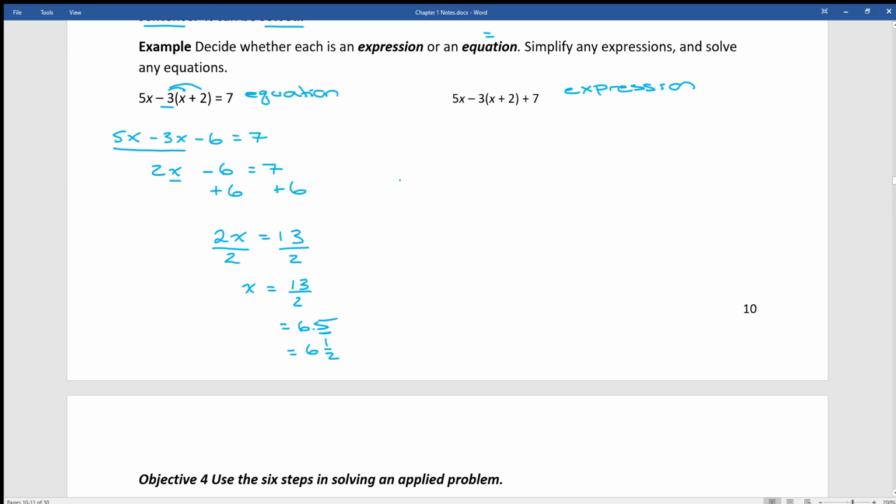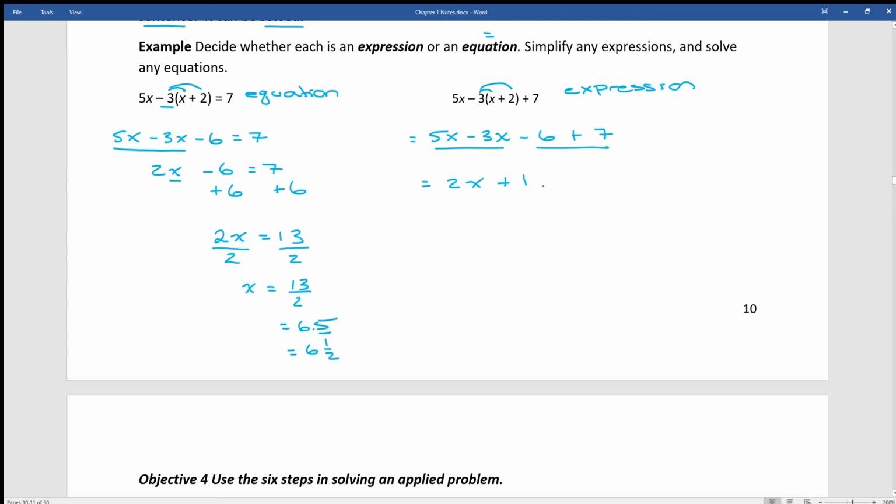All right, moving over to the expression. So this one's the expression instead of the equation, so all we can do is simplify it. So we're going to do the brackets first. We're going to distribute that -3. So the 5x is going to stay out front. -3 times x is -3x. This is an equal sign here. -3 times 2 is -6. And then you've got this +7 on the end. Then we're going to collect like terms. You end up with 2x plus 1.